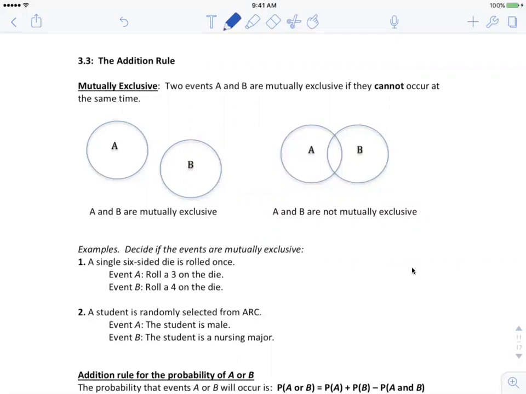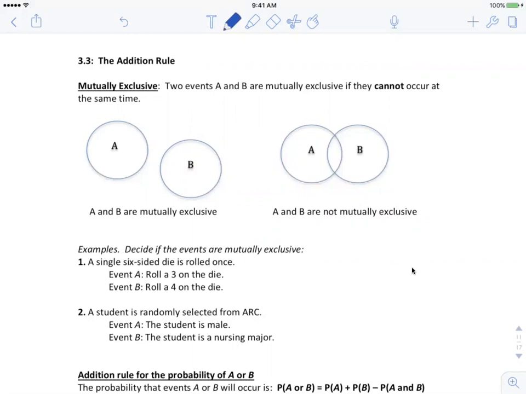Gonna do some 3.3. If there's the multiplication rule, of course, there's gonna be an addition rule. So we're going to look at that. Addition is gonna translate into an or probability, which we'll see in a minute.